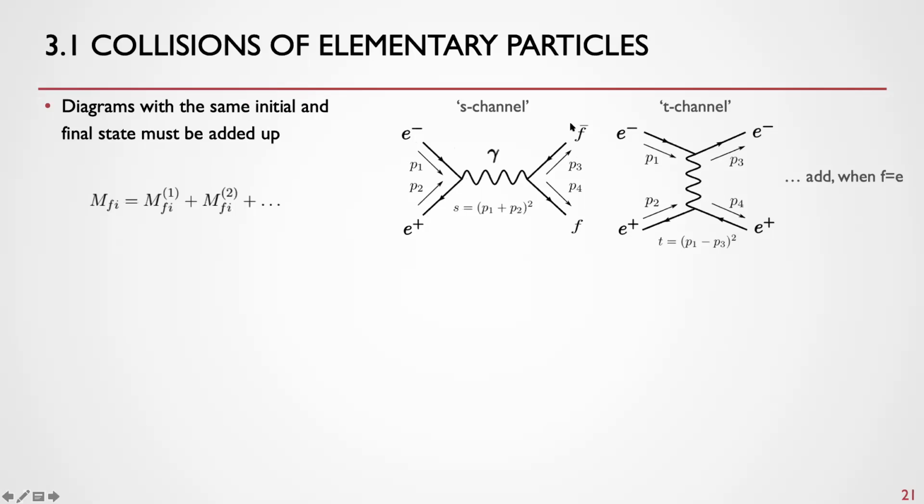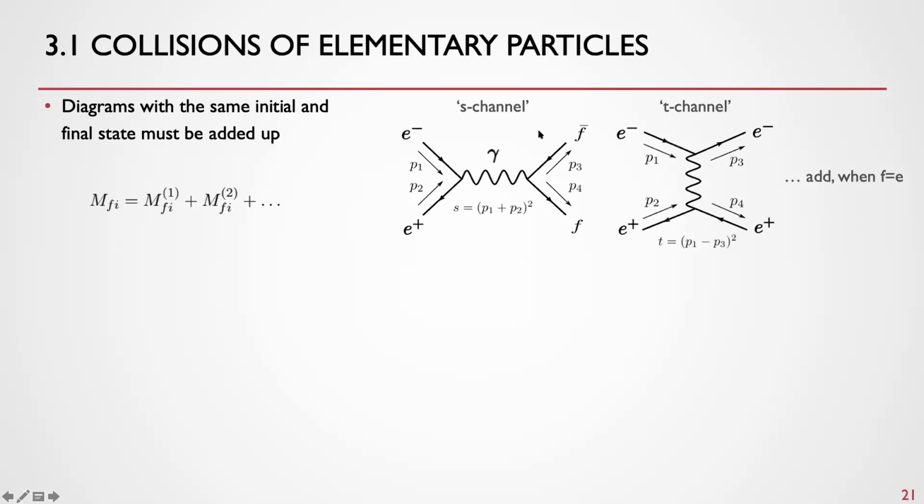Let's see, if the fermion was an electron, you also have the T-channel diagram. So the electron just exchanges a photon with the positron. If the fermion here was a muon, then the T-channel diagram would not contribute, because in the Standard Model there is no vertex that would change an electron into a muon by exchanging a photon. That's not possible.